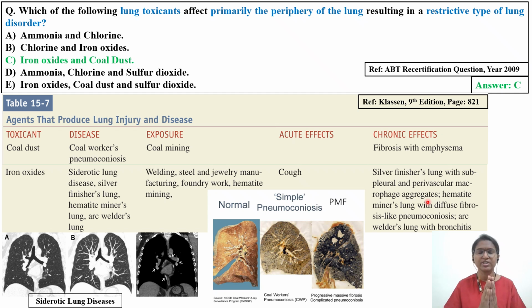This is how you have to understand: in the respiratory system, different branches will be there, alveolar macrophages. So it is going to affect the subpleural as well as perivascular macrophage aggregates. Hematite miner's lung disease is with diffuse fibrosis like pneumoconiosis, like in the case of coal dust, how it is causing pneumoconiosis. Similarly, hematite miner's lung has pneumoconiosis as the characteristic feature. Welder's lung disease comes with bronchitis. Here you can see siderotic lung disease. Okay, so pause the video, go through the pictures also to understand and to memorize.